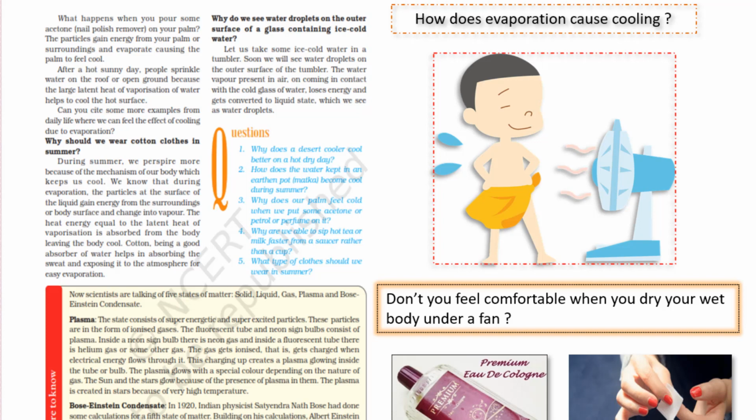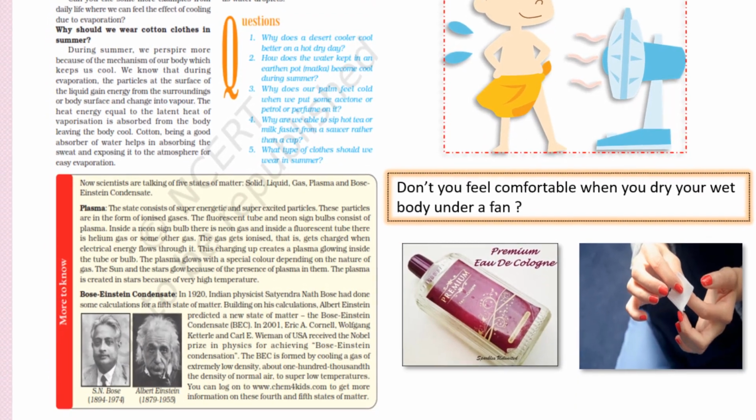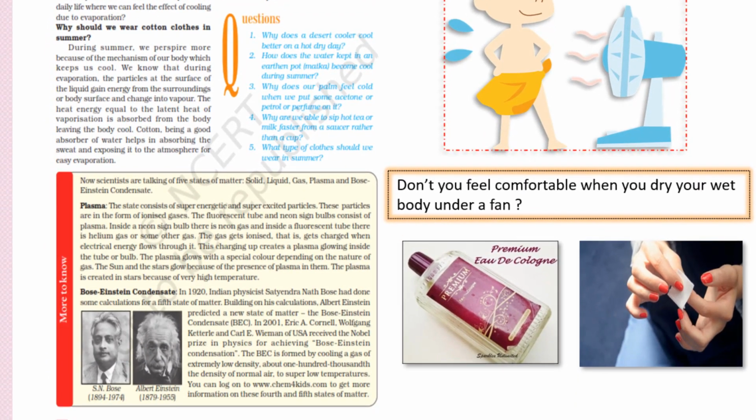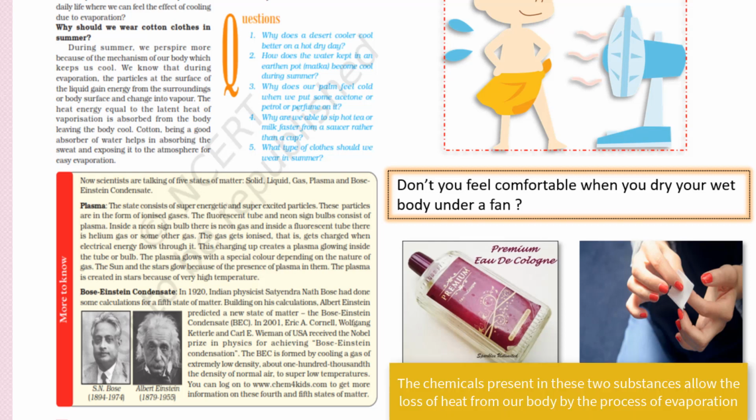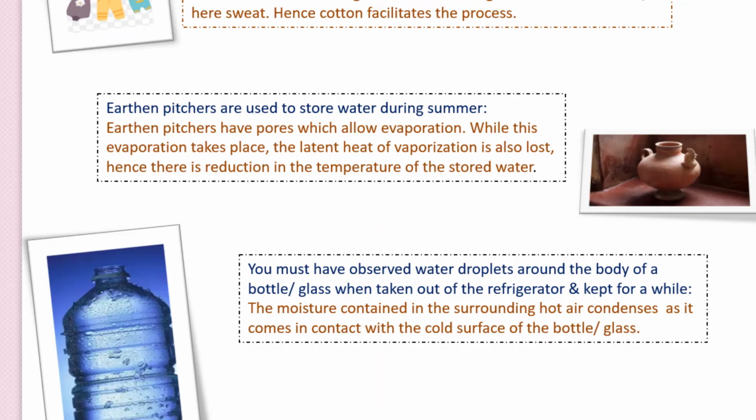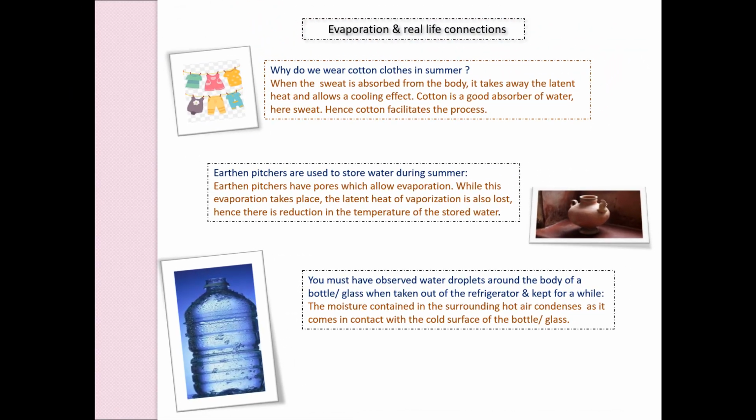Similar is the case when we use eau de cologne during bathing or even if we put nail polish remover on our skin. The chemicals present in these two substances allow the loss of heat from our body by the process of evaporation. Now let's discuss some examples of evaporation which have real life connections.